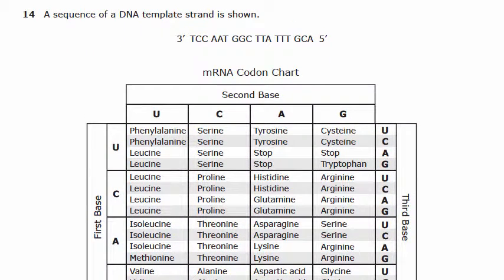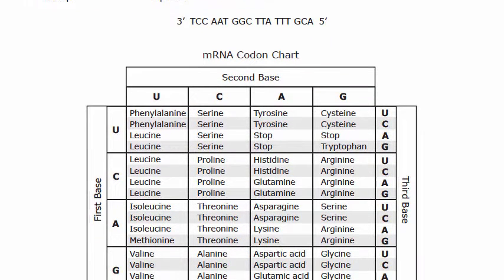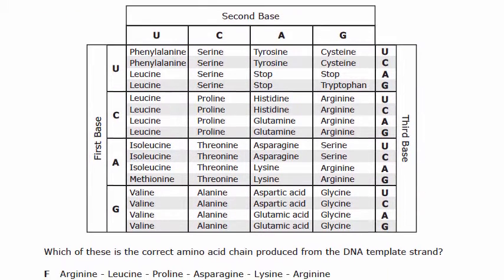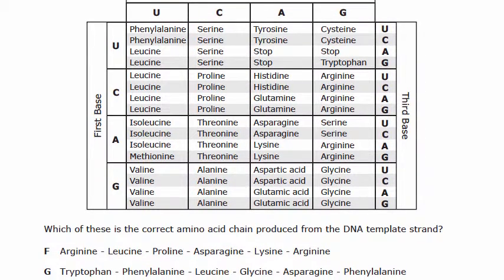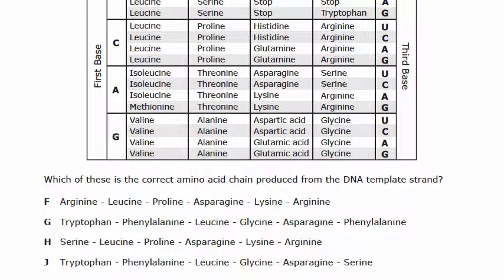Number 14. A sequence of a DNA template strand is shown. 3 prime at the beginning on the left and 5 prime on the right. mRNA codon chart, second base on the top, first base left, third base right. Which of these is the correct amino acid chain produced from the DNA template strand? I will not be reading all of those names to you.